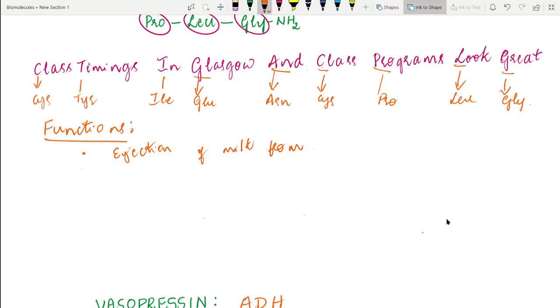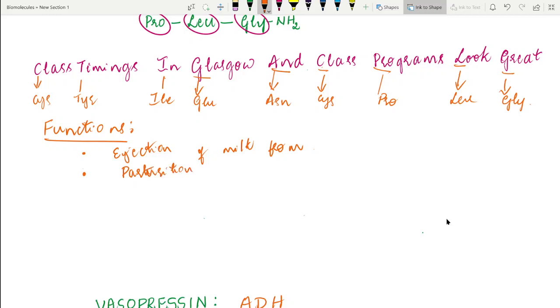The second function is during parturition, that is, during the delivery of a baby. During the delivery of a baby, oxytocin is secreted, and it allows the contraction of the smooth muscles present in and around the uterus, and so it allows the delivery of the baby. So we can say that oxytocin helps in parturition.